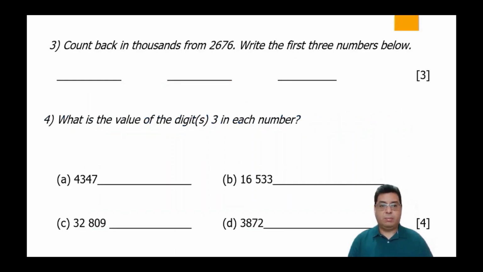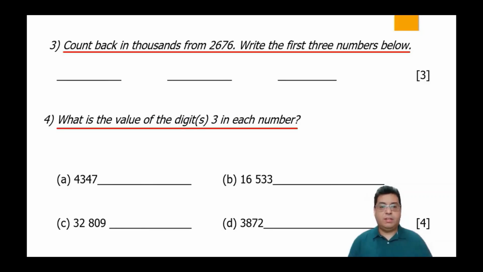For number 3, they want you to count back in thousands from 2,676. Write the first 3 numbers below. Again, if you have any questions on this, I suggest you look at my previous videos because they explain this. I will leave links in the description down below.